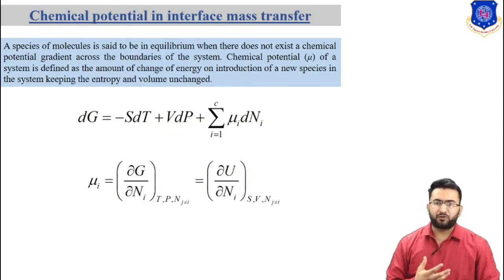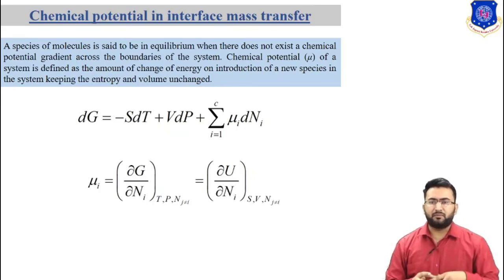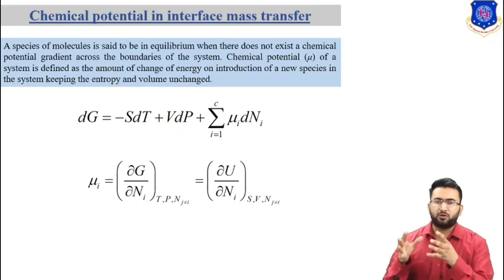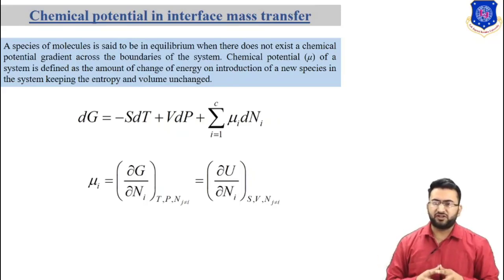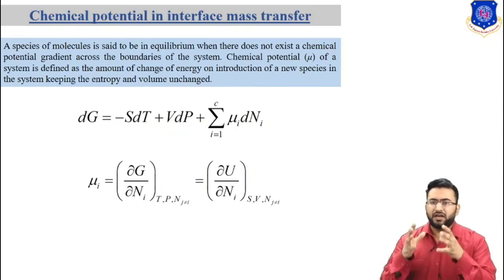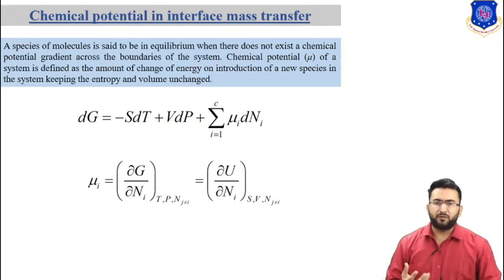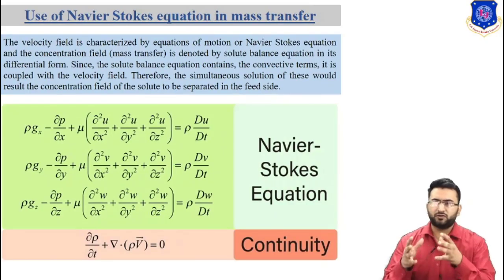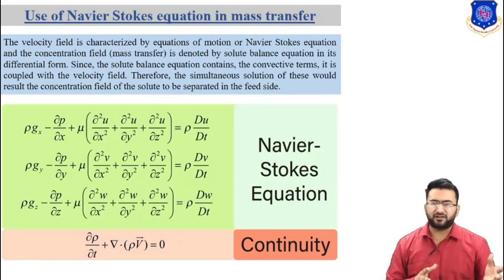In the mass transfer process, the molar or mass potential provides the total energy density change, for example, per mole or per unit mass. At equilibrium, this energy density must be constant, whereas in a non-equilibrium system the gradient provides the driving force for the mass transfer process. So let's talk about the use of the Navier-Stokes equation in mass transfer.